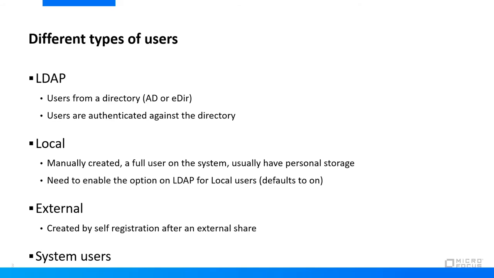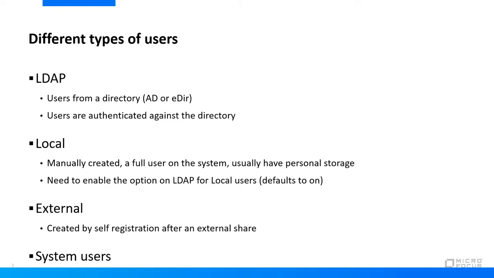So within Filr we've got a number of different types of users. You've got LDAP users. These are users that you've imported from either Active Directory or eDirectory, and users will be authenticated against the directory using their password that's stored in there. You can also have local users, so these are users that have been created locally on the Filr appliance and the Filr system. You manage them within Filr, and because these users don't exist on the existing Windows or OES environment, normally you're going to have to give them personal storage so that they've got somewhere to put files and share those files from.